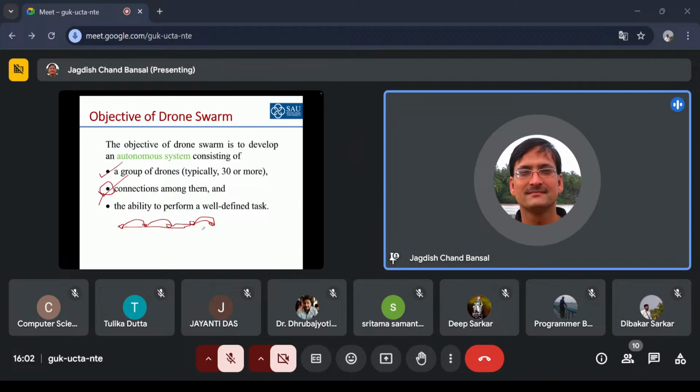Whatever information this drone has will reach this drone via these 3 drones, right? And this kind of topology is called the ring topology. But what other thing can there be? Suppose these are the 5 drones and they are connected directly with each other.